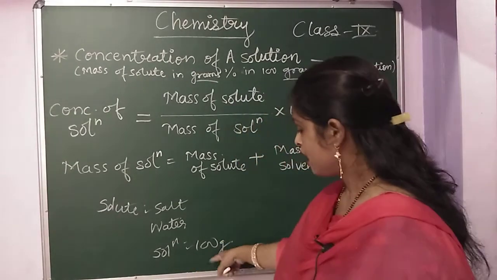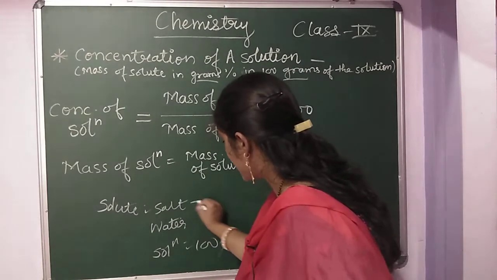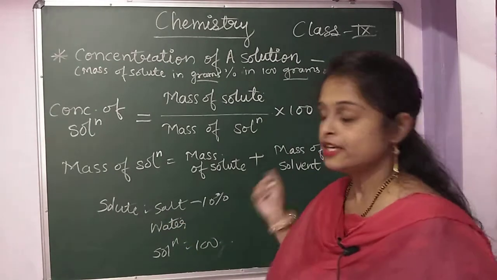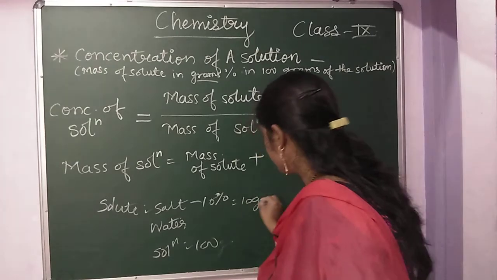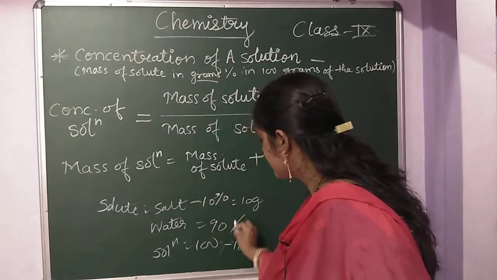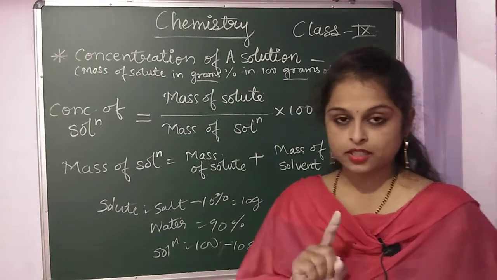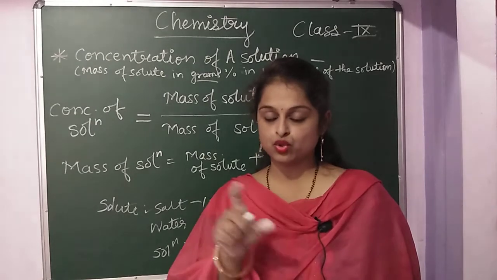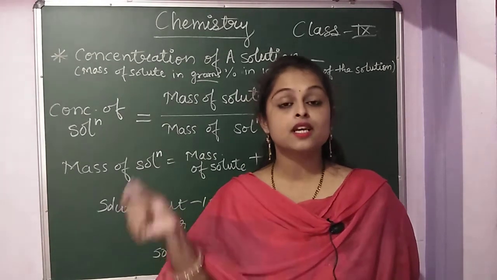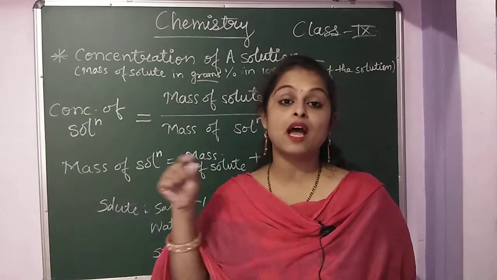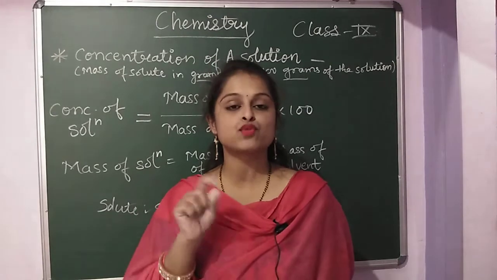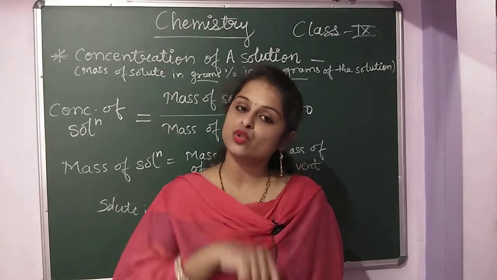If we know that 10% of the solute, salt, is present in it, 10% automatically means 10 grams. If we subtract 10 grams from it, what do we get? 90% is water. Okay. If they have said your solute is 10%, it means 10 grams. So 10 grams of solute is dissolved in 90 grams of solvent, or you can say like this also, in 100 grams of solution, 10 grams of solute is dissolved.